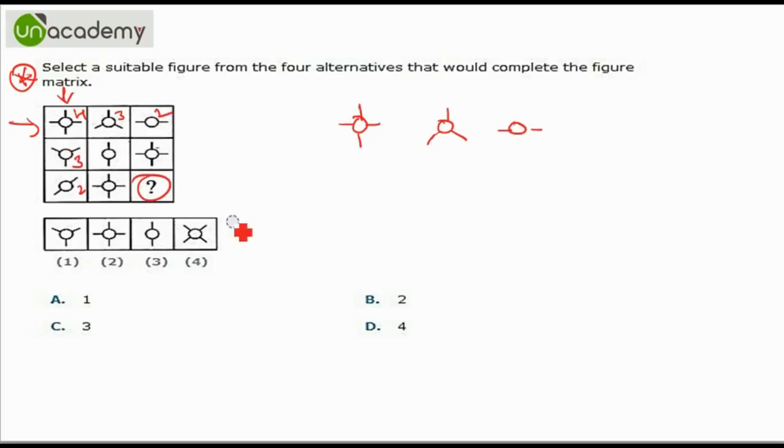So we can easily guess the missing figure. That will be 3 spikes, because in this column 2 and 4 are already present, and in this row 2 and 4 are already present. So this figure number 1 will be our answer. Simple enough. This was a bonus question. If you get this kind of question, feel happy in the examinations.